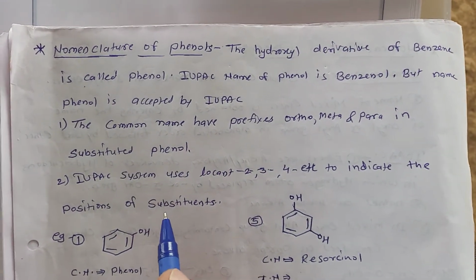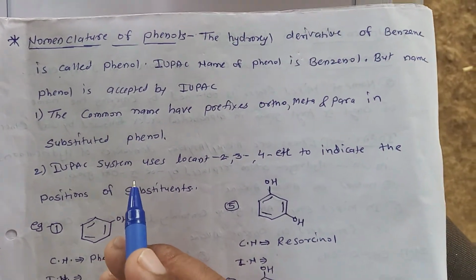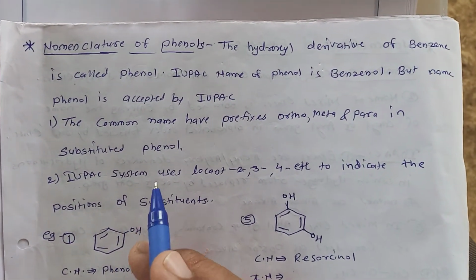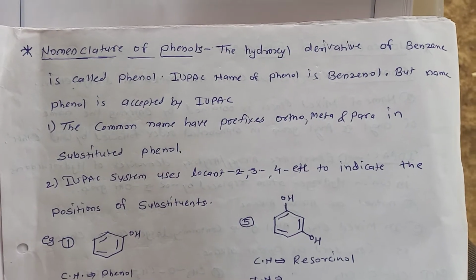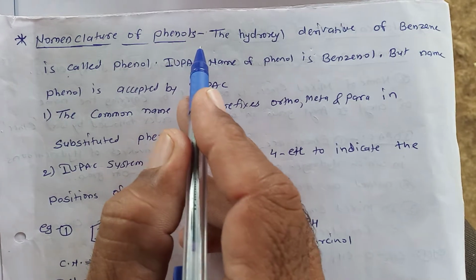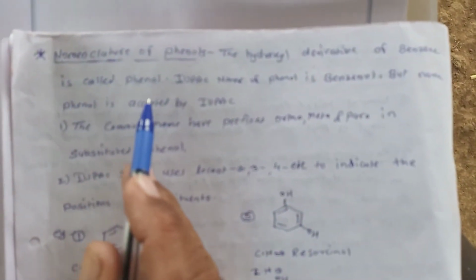Hello friends, in the last lecture we discussed the nomenclature of alcohols. Now today we will see the nomenclature of phenols. The hydroxyl derivative of benzene is called a phenol. The IUPAC name of phenol is benzenol, and the name phenol is also accepted by IUPAC.